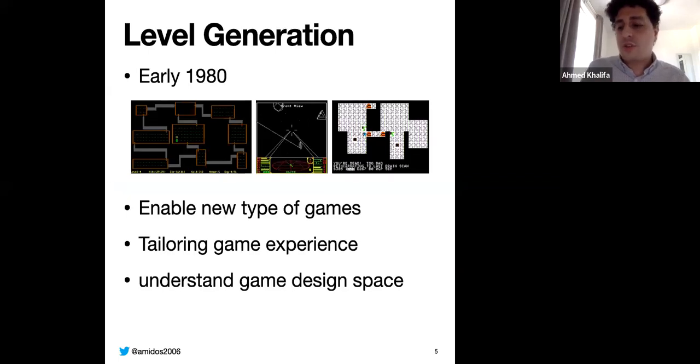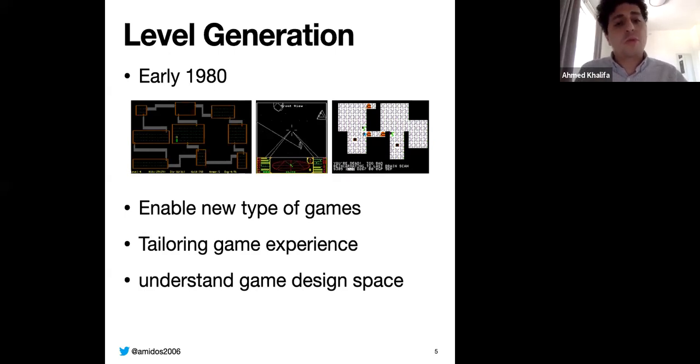I should also explain level generation for people who don't know. Level generation is using an algorithm to generate levels for a specific video game or for video games in general. It started early, in the 1980s, for games such as Rogue, Elite, and Beneath Apple Manor. Designers like to use it because it enables new types of games where you get new scenarios every single time. People can't just memorize the levels; every time they get new levels, so they need to adapt to what's happening.